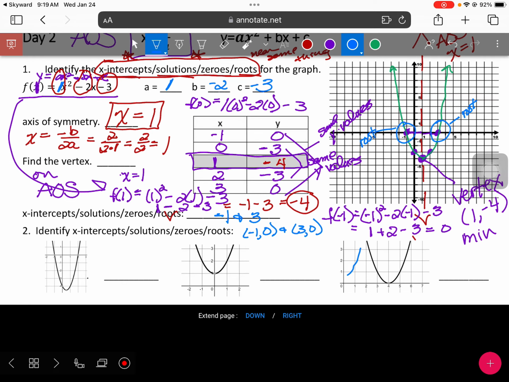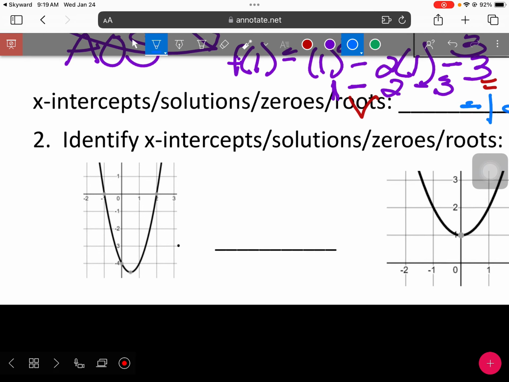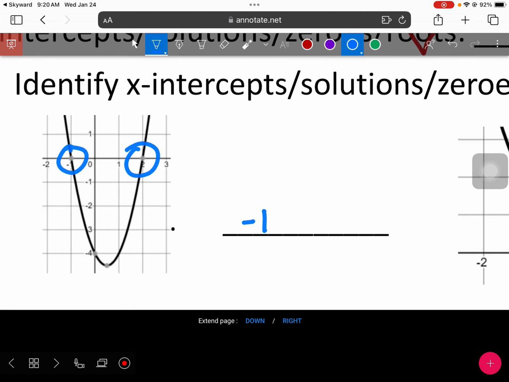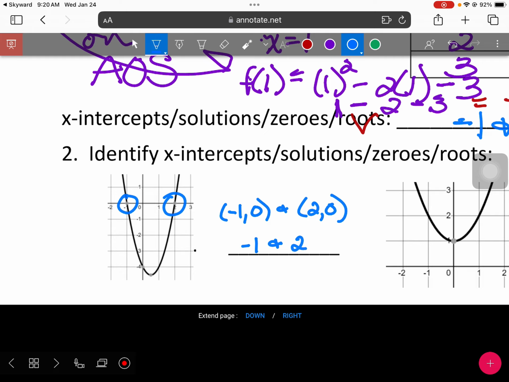All right, let's take a look at number 2. It says identify the x-intercept solutions in zeros. I want you to circle them first on your graphs and then write them down, because when you circle it, you pinpoint it visually for yourself. So where do I find the x-intercepts in general? Yeah, it's where the graph crosses the x-axis. So circle those points. And what are those points? Looks like negative 1 and 2. Is everybody with me on that? So you could say negative 1, 0 and 2, 0, or you can just say negative 1 and 2. Questions on that?